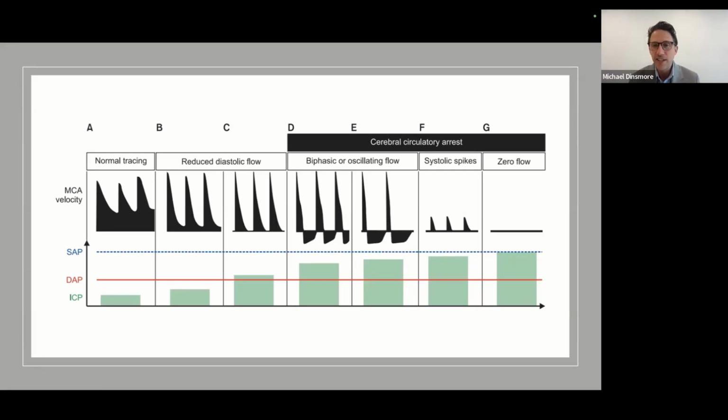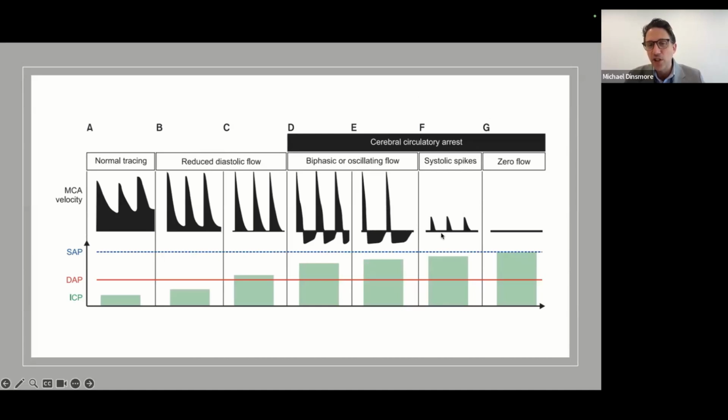And then you'll start to get these systolic spikes, which are very short spikes. They're under 50 centimeters per second of flow, and they last less than 200 milliseconds. And then you'll eventually get 0 flow. Now, the issue with this is it's difficult when you scan a patient and they have 0 flow. It's difficult to get anything from that because we don't know if we're getting a good image or a bad image. So if we have 0 flow, we can't really say anything.